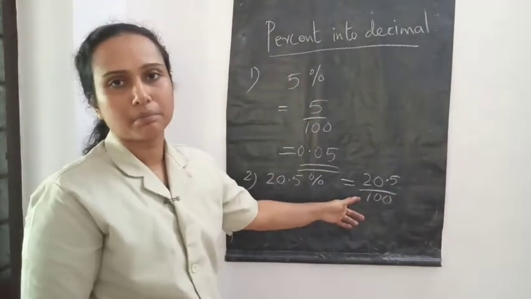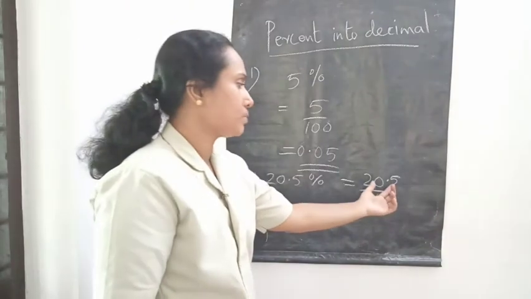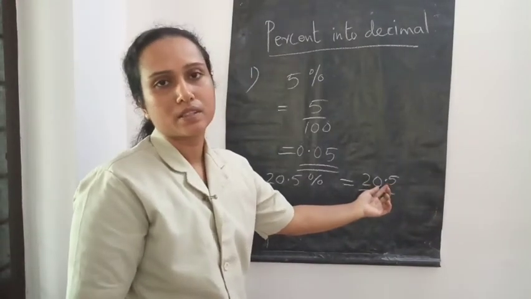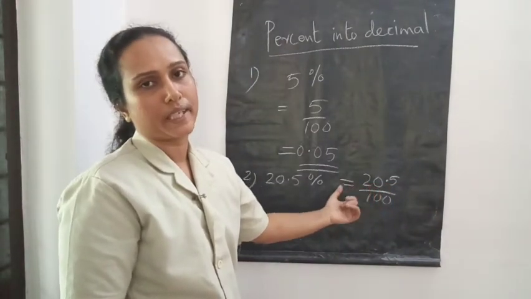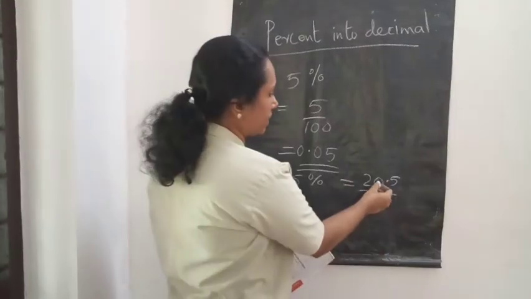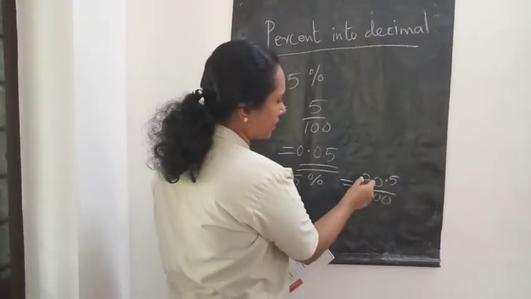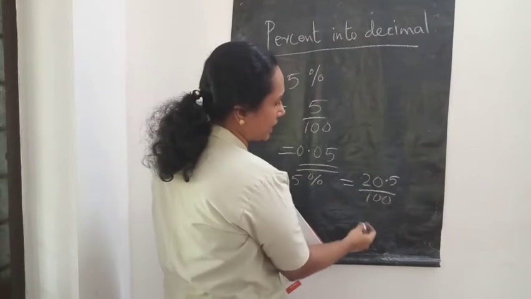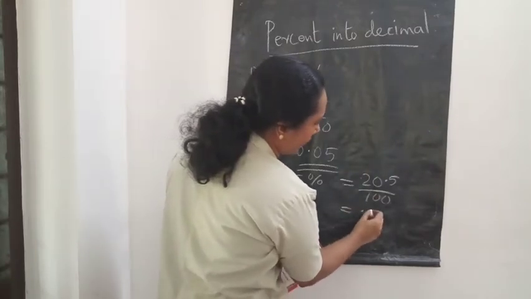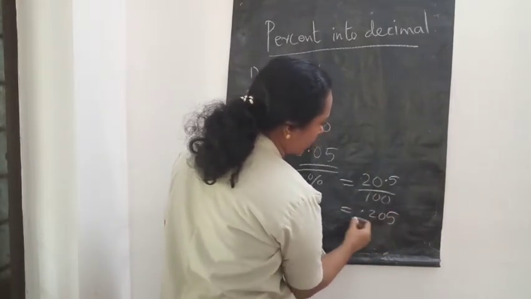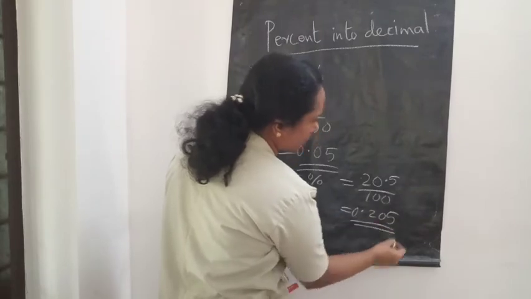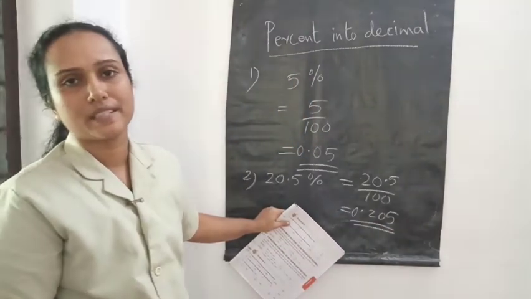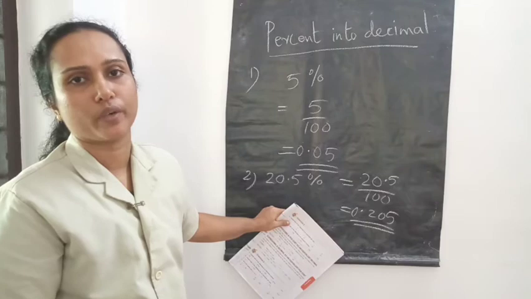Divided by 100 means just moving this decimal point 2 places to the left. Then this will come in this position. Then the answer is 0.205. 0.205 is the answer. The decimal number is 0.205.